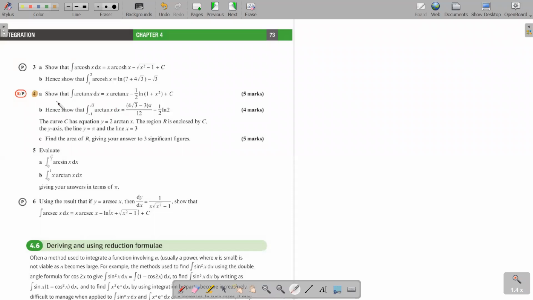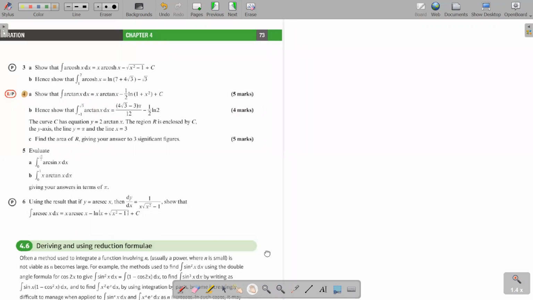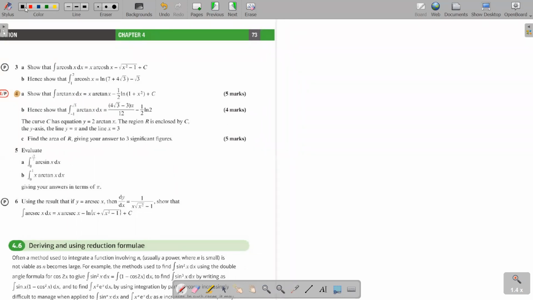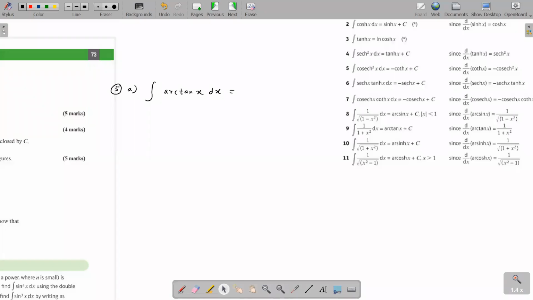So question number 4, show that the integration of arctan x dx equals to this. Shall we do this? It's 5 marks. Can you see? So let's show the integration of arctan x dx. Let's get the rules first and start doing. Again, you can see here arctan x, we do not know how to integrate arctan x.